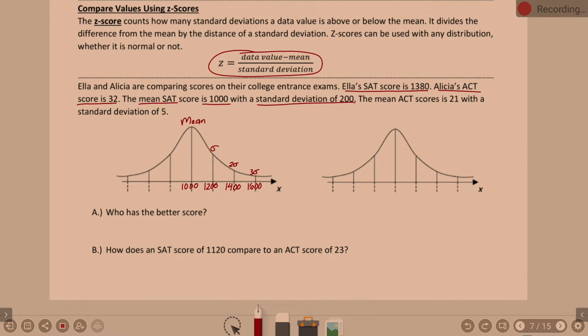1,600. Going the other way, remember, you're subtracting standard deviations. So one standard deviation below is going to put me at 800. Two standard deviations below? 600. And three standard deviations below? 400. So each time we're subtracting a standard deviation.